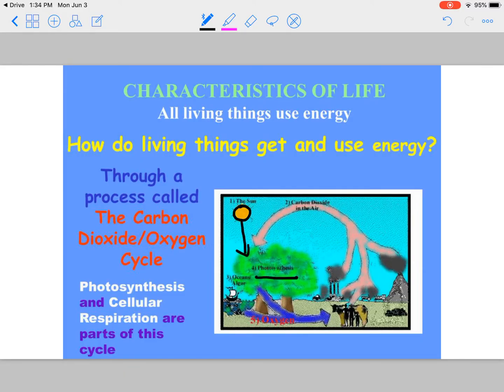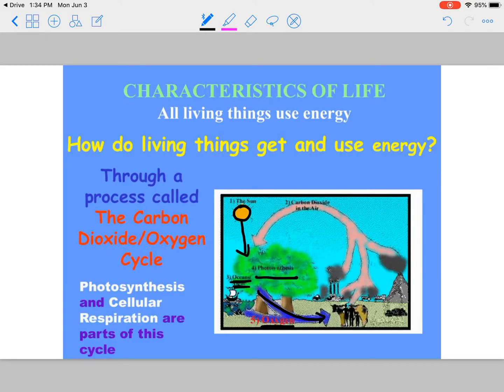So the sun's energy is taken in by the plant and oxygen, and this is showing in the ocean. Lots of the photosynthesis that takes place on Earth happens in the ocean in algae. And so whether it's aquatic plants or terrestrial plants, they are going to give off oxygen, which is going to be taken in by animals and humans and things like that. So we're taking in the oxygen that was given off in the process of photosynthesis.